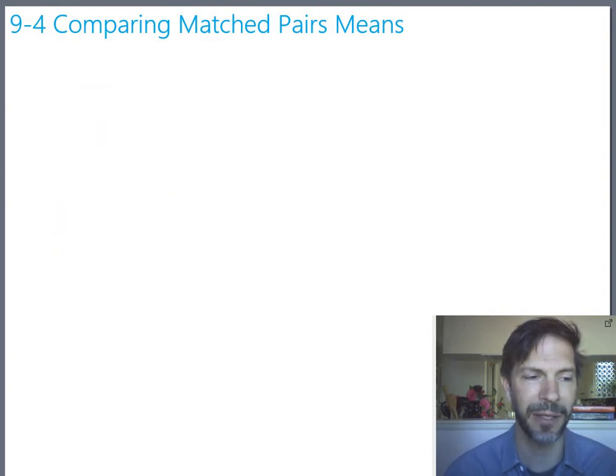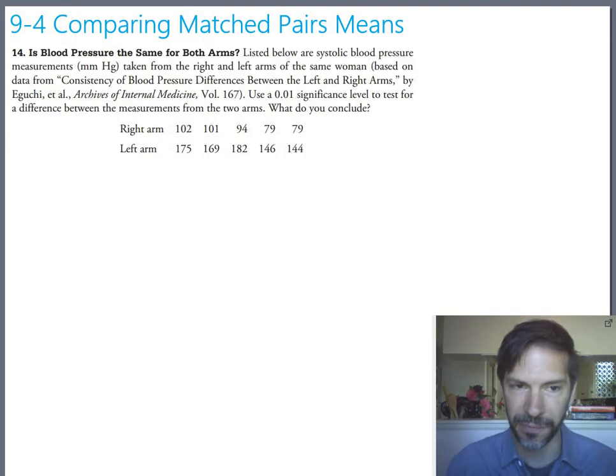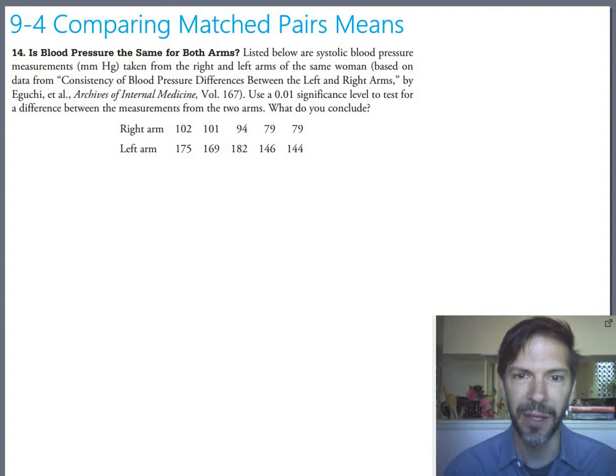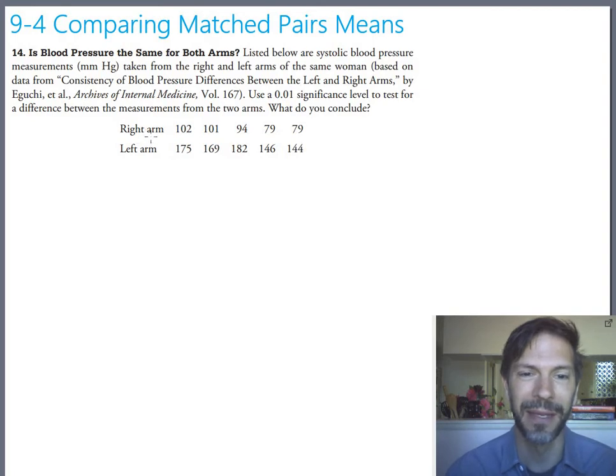Okay, let's take a look at a couple of examples from the homework. Let's do number 14 first. Here you've got the blood pressure taken from the right and the left arms of the same woman. Theoretically it should be the same if her blood pressure is really the same. Then we test for a difference between the measurements from the two arms.